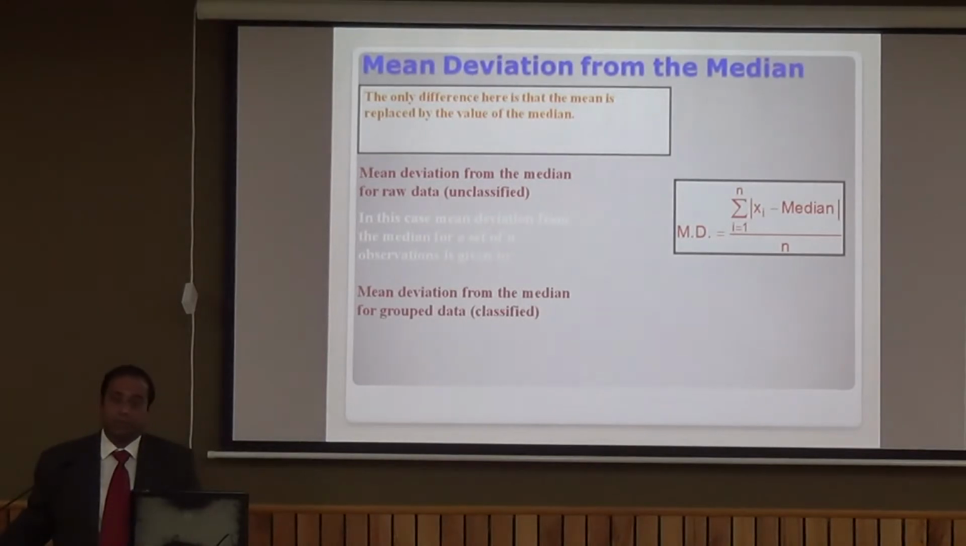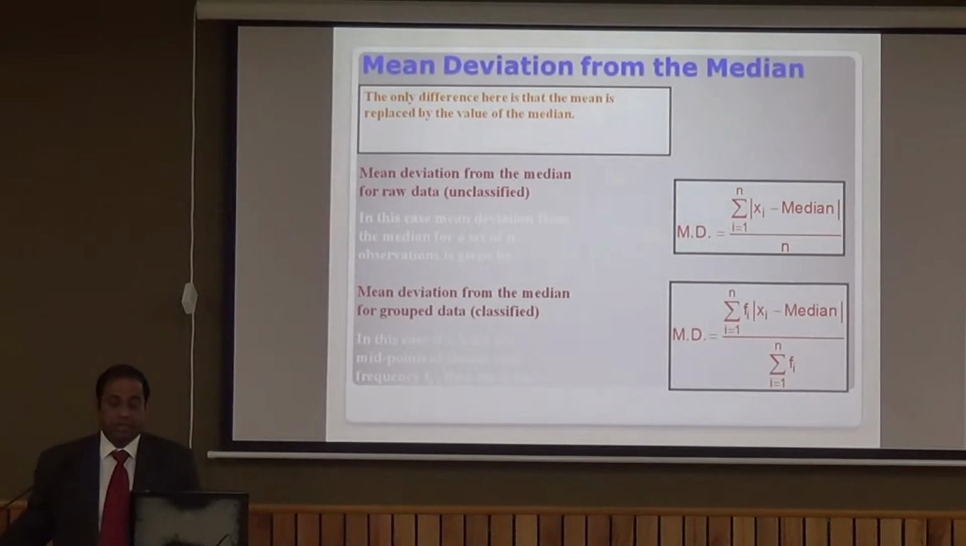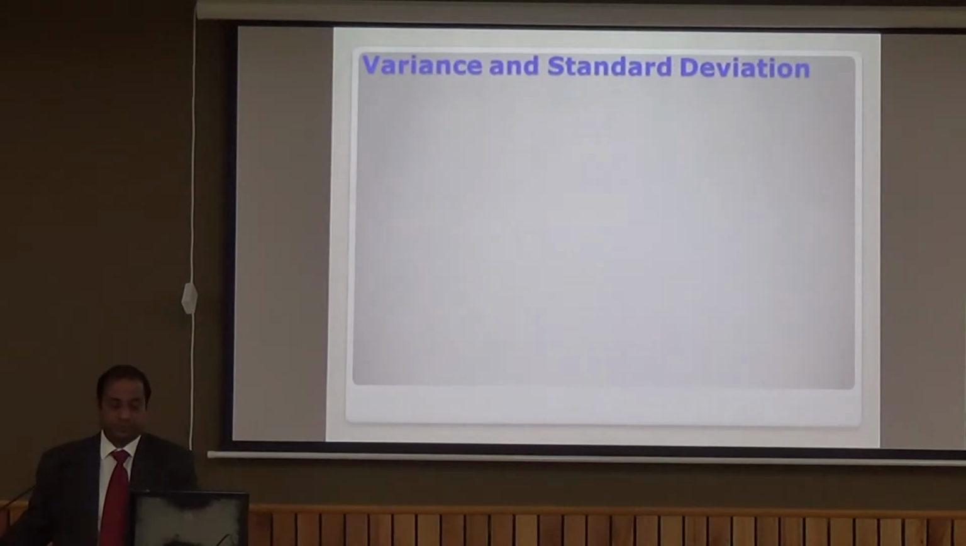Mean deviation from the median for grouped data is given by the formula summation of fi into modulus of xi minus median, divided by the total number of frequencies.